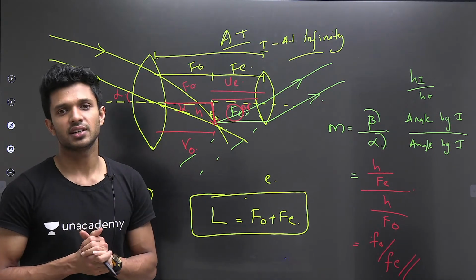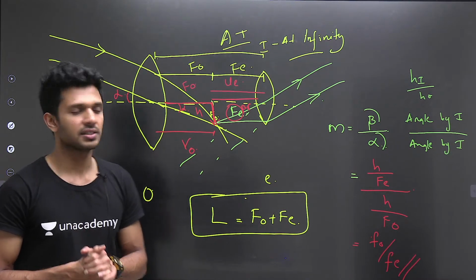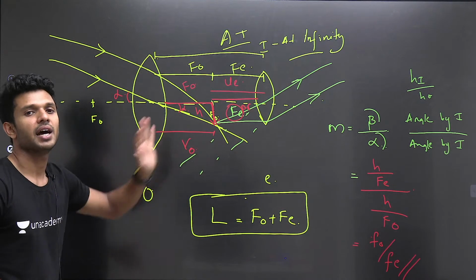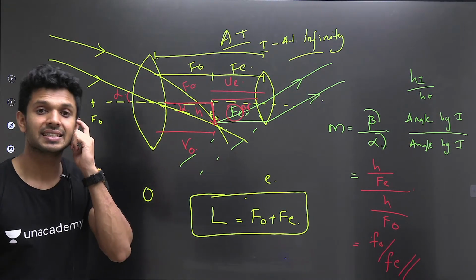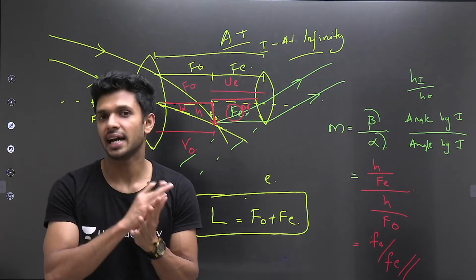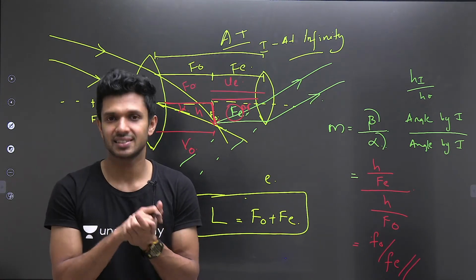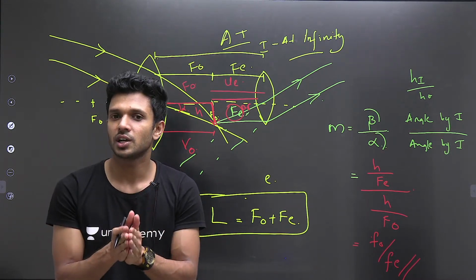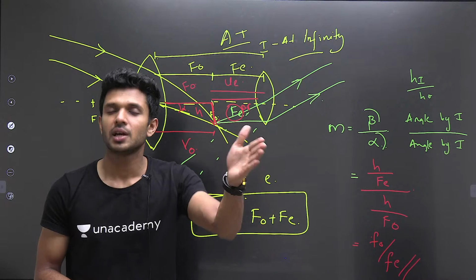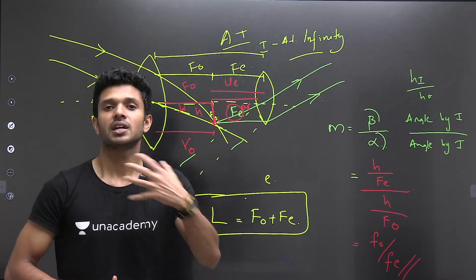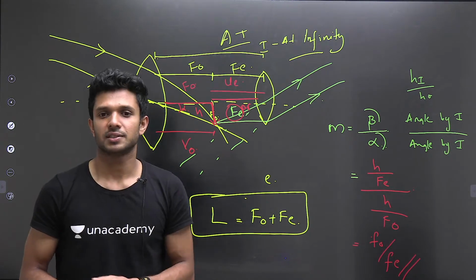In the case of a terrestrial telescope, the only difference is that instead of having the final image at infinity, the final image will be formed at the least distance of distinct vision, D. That case where the final image is formed at the least distance of distinct vision, which means capital D itself, is the working of a terrestrial telescope. This is for astronomical and what I explained is for terrestrial.